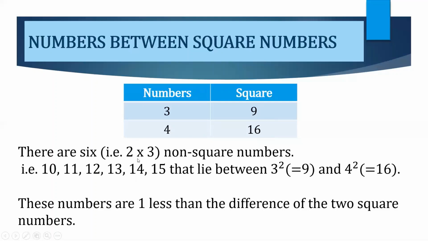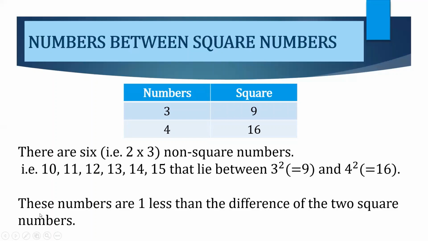So there will be 6 non-square numbers. If you see, after 9 we have 10, 11, 12, 13, 14 and 15. So in total we have 6 non-square numbers. We'll multiply 2 with 3 because the smaller number is 3. So we will multiply 2 by 3 and we'll get 6, which is the number of non-square numbers that lie between the square of 3 and the square of 4.